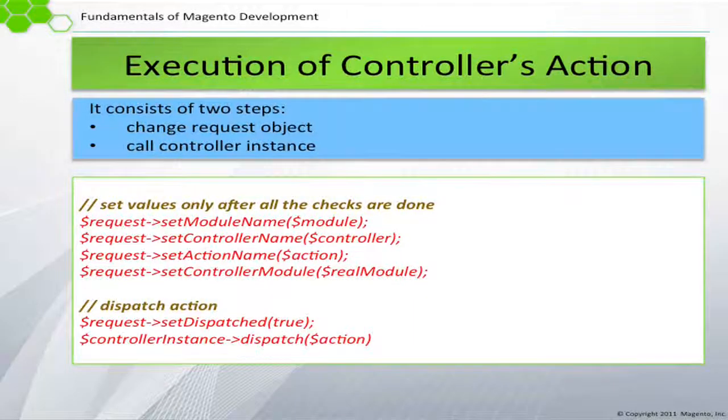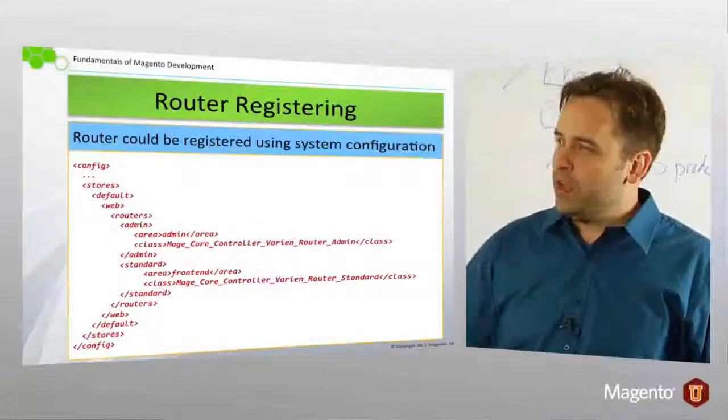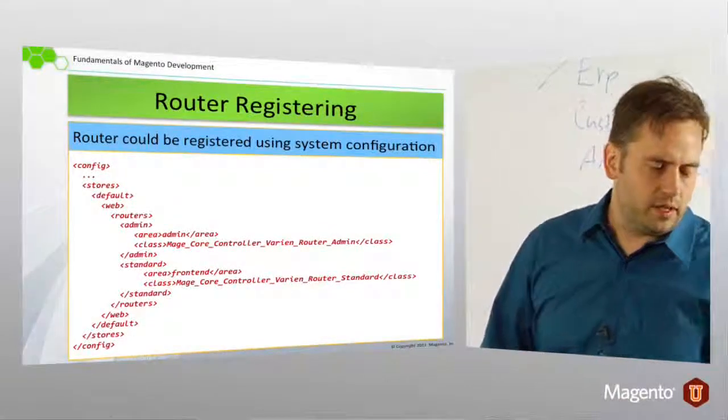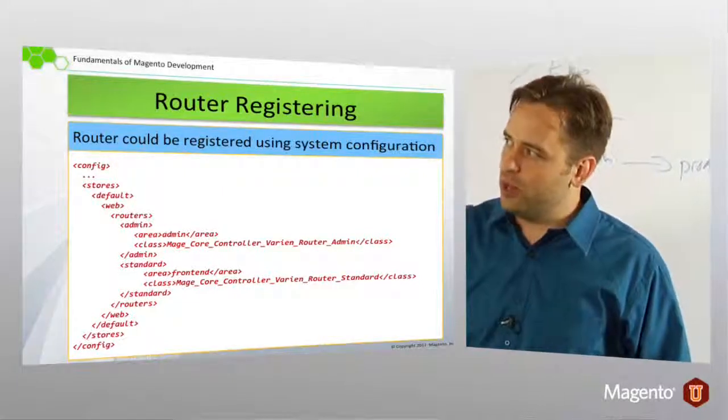Okay. Again, a little bit more of the internals. Bear with me just a moment. This is how router configuration happens. This is where the admin and the standard routers are declared in app etc config. Just if you want to see that. And I believe it's in Varien controller front, there's actually a class constant that refers to the web routers node.